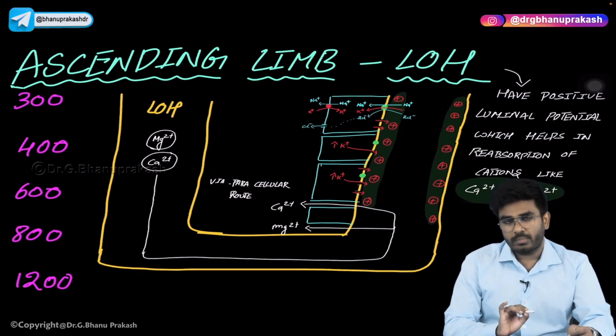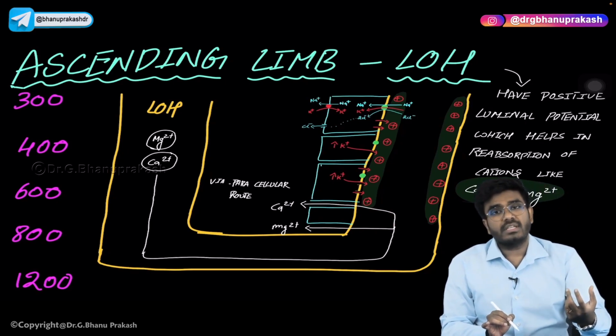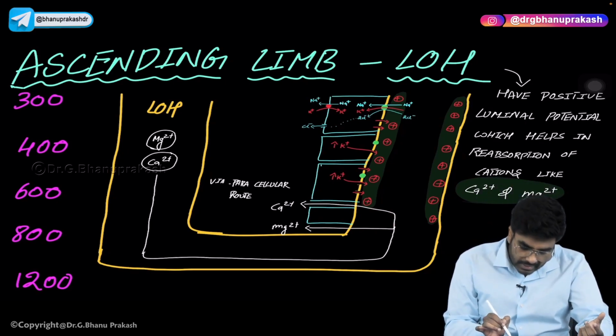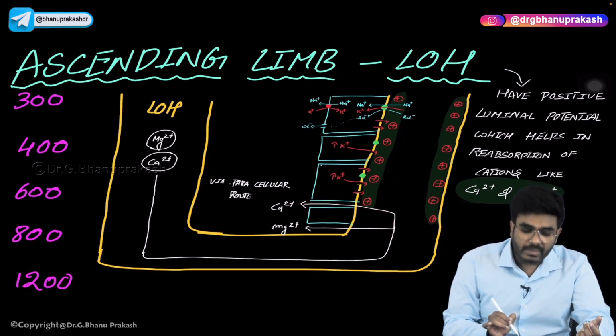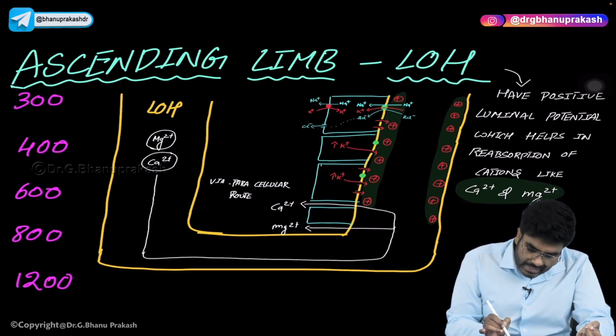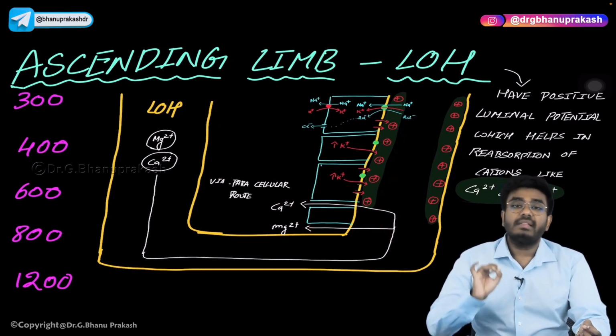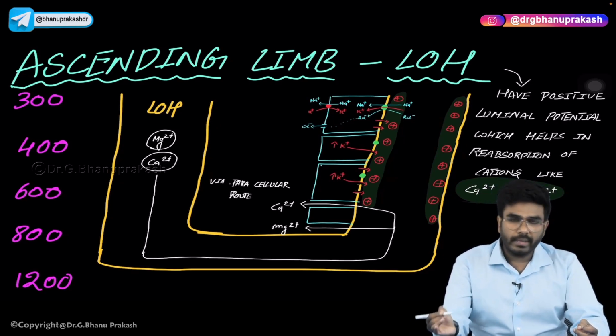So most of the positive ions will be reabsorbed. The calcium and magnesium ions are repelled back, so they are reabsorbed into the interstitium via the paracellular route, meaning in between the cells, these calcium and magnesium ions find their way into the medullary interstitium. This is how calcium and magnesium are reabsorbed.